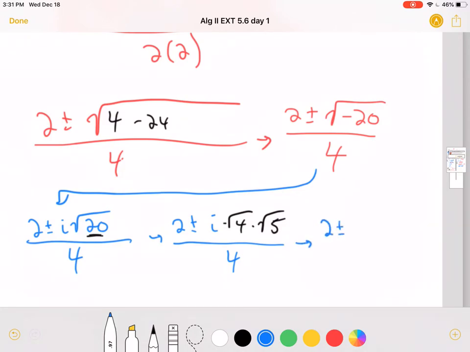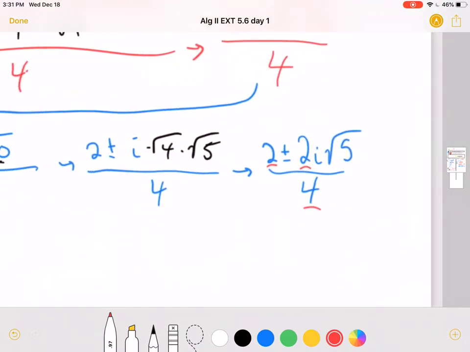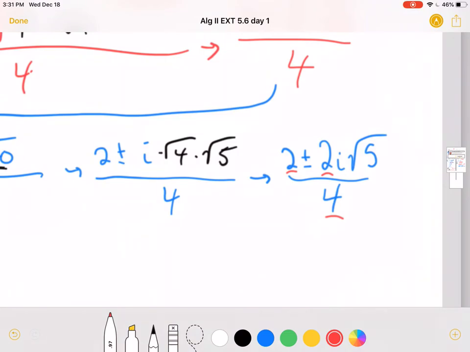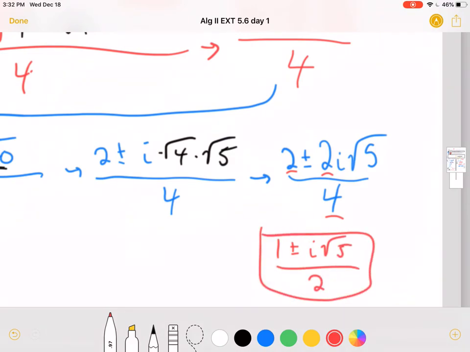2 plus or minus. Now the right way to write this is not I times 2. You write it as 2I times the square root of 5 over 4. And now you might think you're done again, but this 2 and this 4 are all outside of the house, so I can reduce all 3 of them, divide them all by 2, and you should get 1 plus or minus I square roots of 5 all over 2. Final answer.